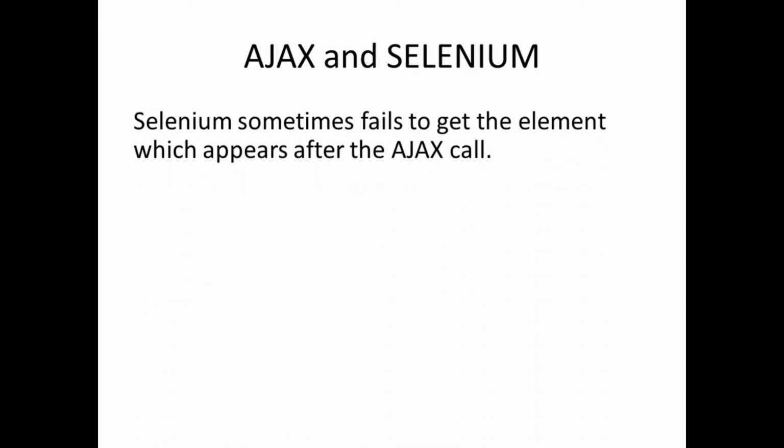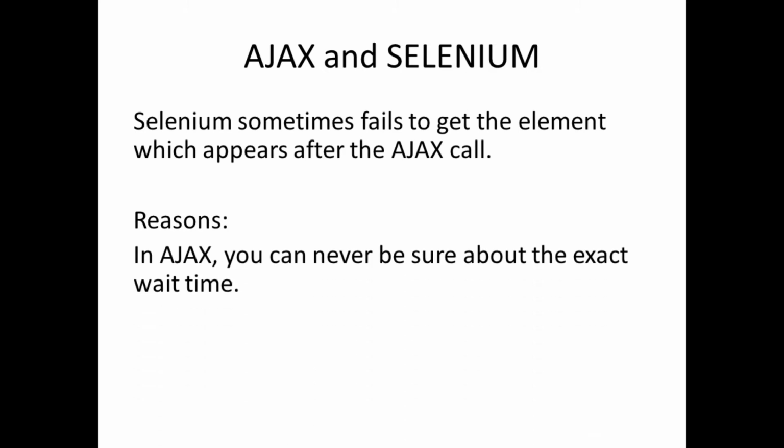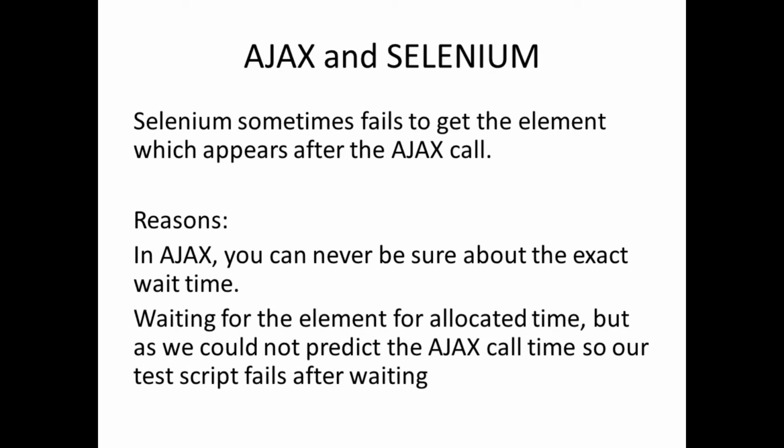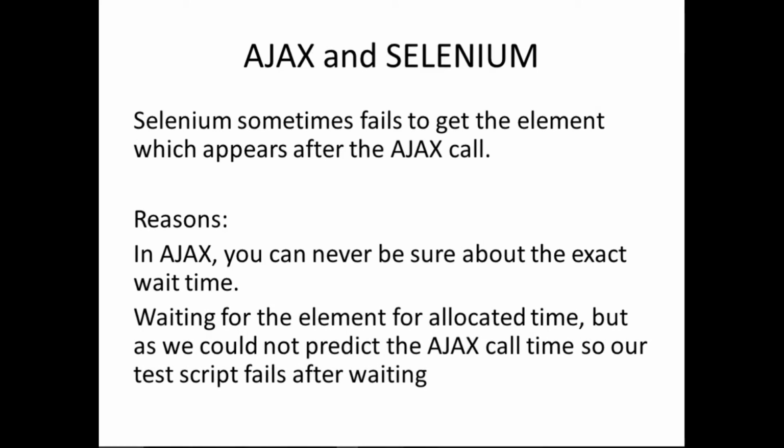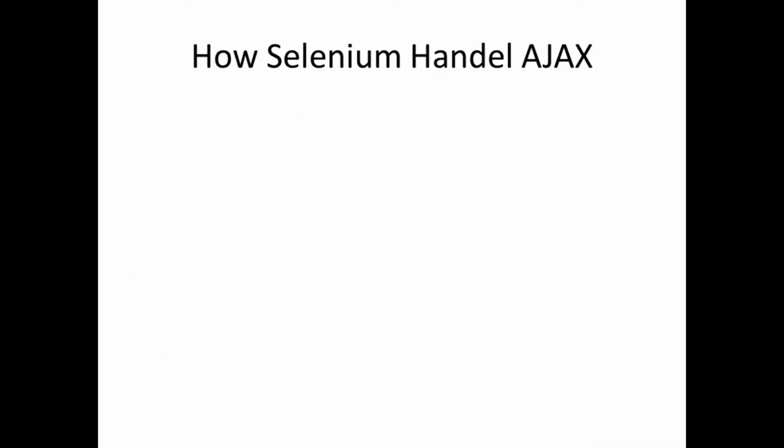So AJAX and Selenium. Selenium sometimes fails to get the elements which appear after the AJAX call. Reasons? There are some reasons because of which this happens. In AJAX, you can never be sure about the exact wait timing. Selenium waits for the element for the allocated time, but as we cannot predict the AJAX call time, our test scripts fail after waiting. How does Selenium handle AJAX?